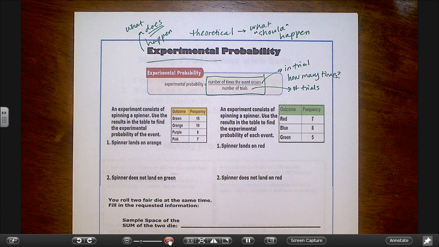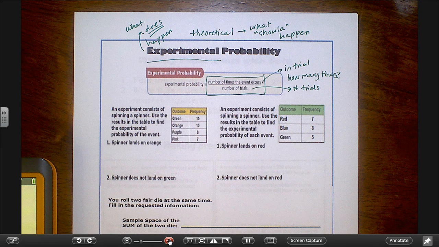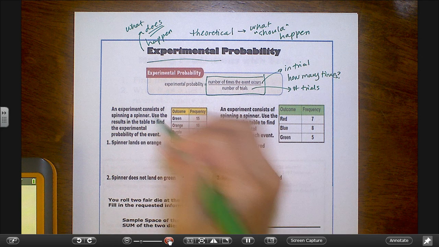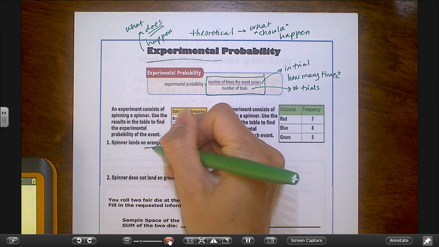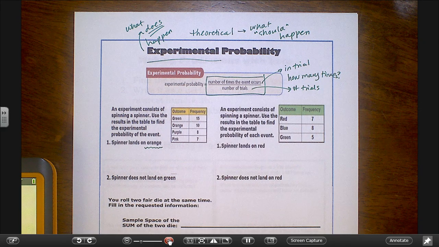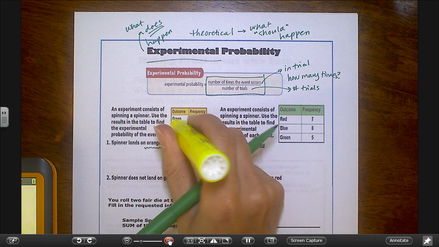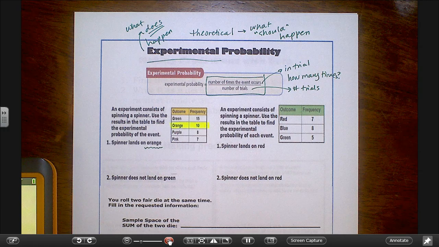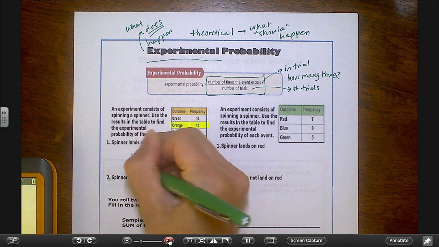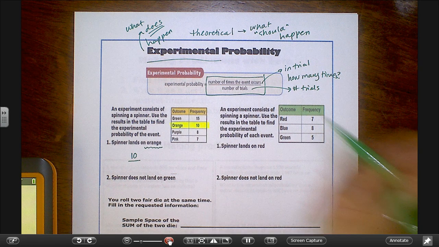All right, so the first problem here: an experiment consists of spinning a spinner. Use the results in the table to find the experimental probability of the event. Okay, so we want to know how many times in this experiment the spinner landed on orange. Well, this right here is how many times it landed on orange. So it landed 10 times. So it's going to be 10 over the number of trials.